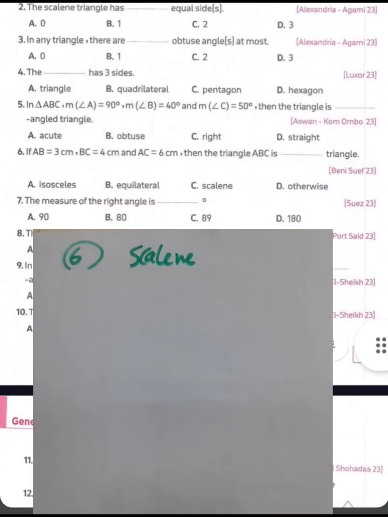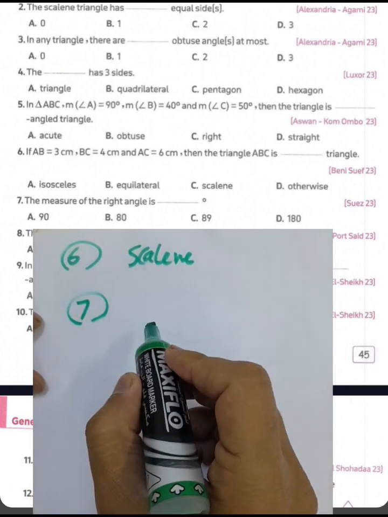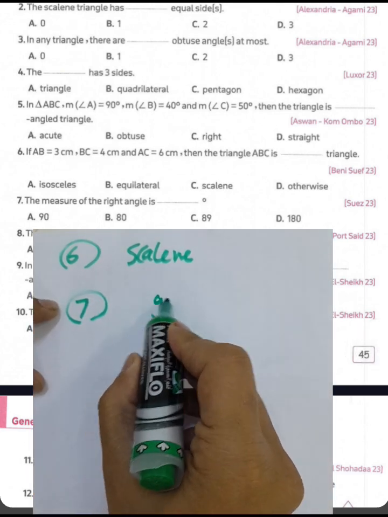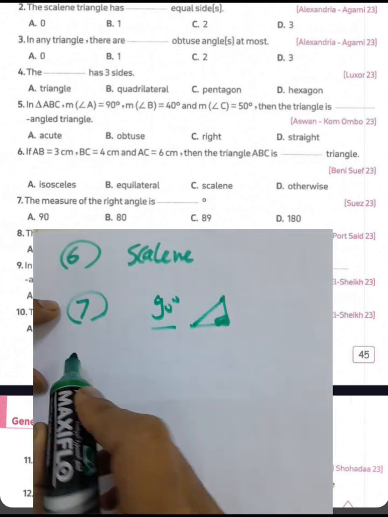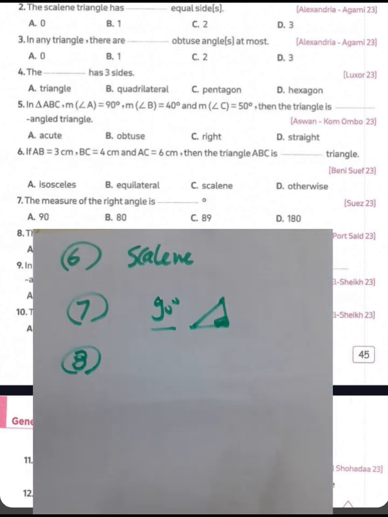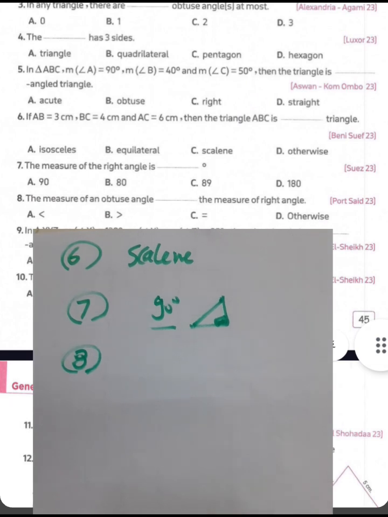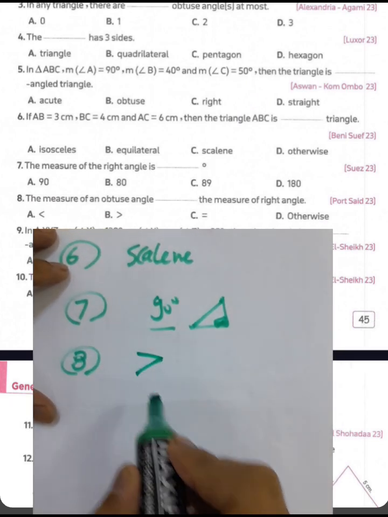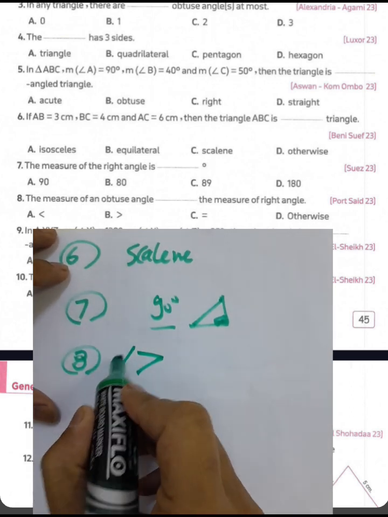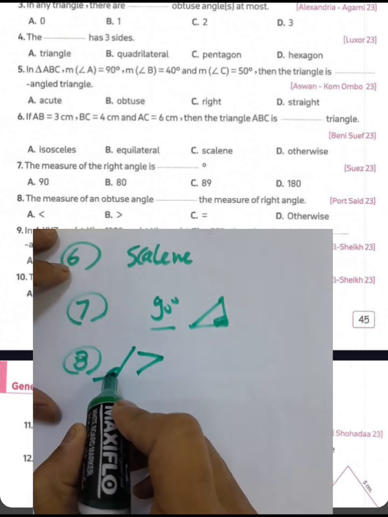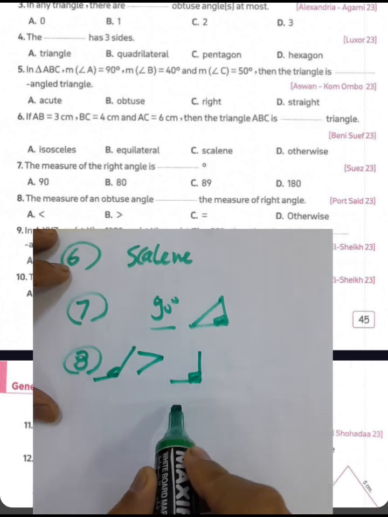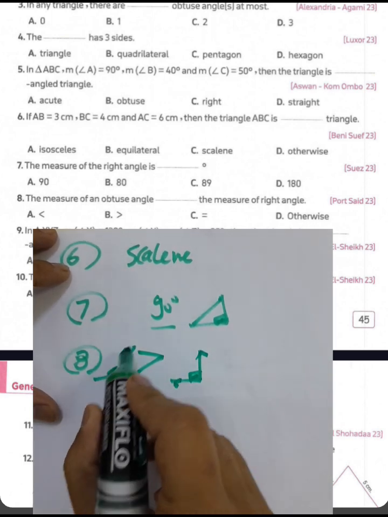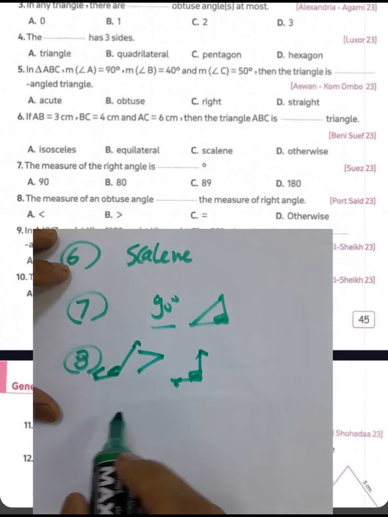Question 7. The measure of a right angle is 90 degrees. This right angle, the measure of this angle will be 90 degrees. Question 8. The measure of an obtuse angle is greater than a right angle, greater than, because for an obtuse angle, the measure of this angle will be greater than 90 degrees, and a right angle will be 90 degrees. Then the measure of an obtuse angle is greater than 90 degrees.